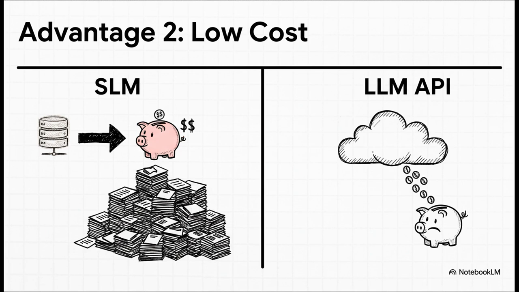Advantage number 2 is all about the money. We're talking about a complete flip in the cost equation. If you have a task that you need to do millions of times a day, calling an LLM API gets crazy expensive fast. But if you're running your own SLM, the cost for each one of those calls drops to basically 0. This makes AI practical for all sorts of things where it was just too expensive before, like analyzing every customer review or processing every invoice in real time.